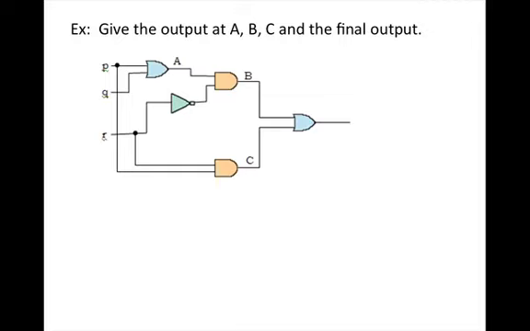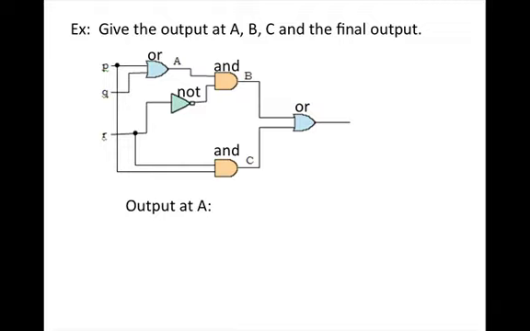In the final example, I want to give the outputs at A, B, C, and the final output. My diagram has 5 gates, and I have a P, a Q, and an R. So just to make this easy, let's begin by labeling our gates. I have an OR gate, I have an AND gate, I have a negation or a NOT, I have another AND gate, and my final gate is another OR gate.